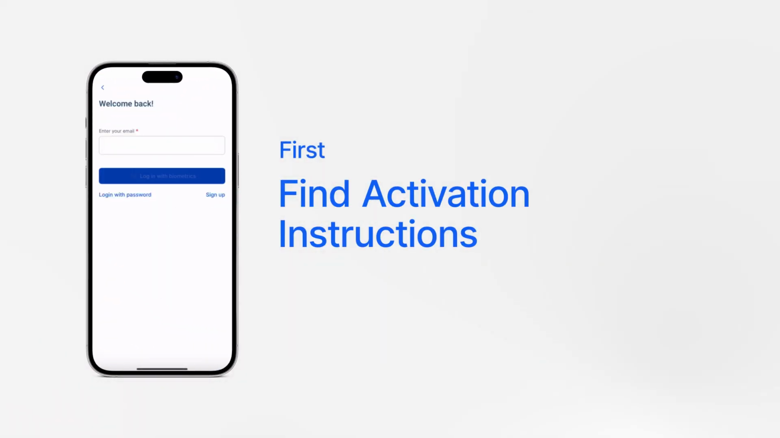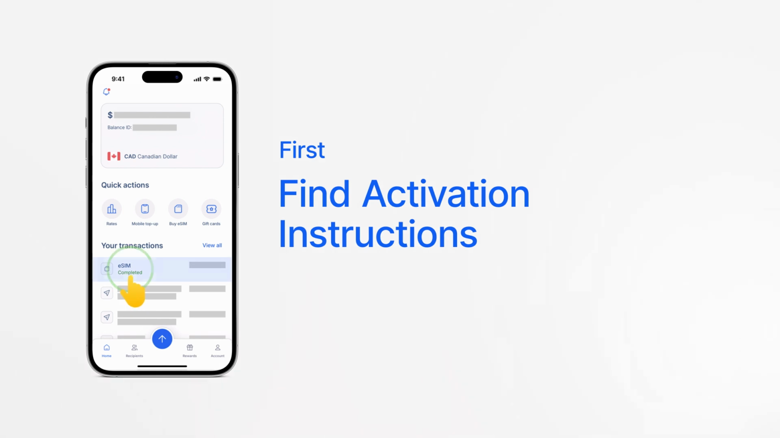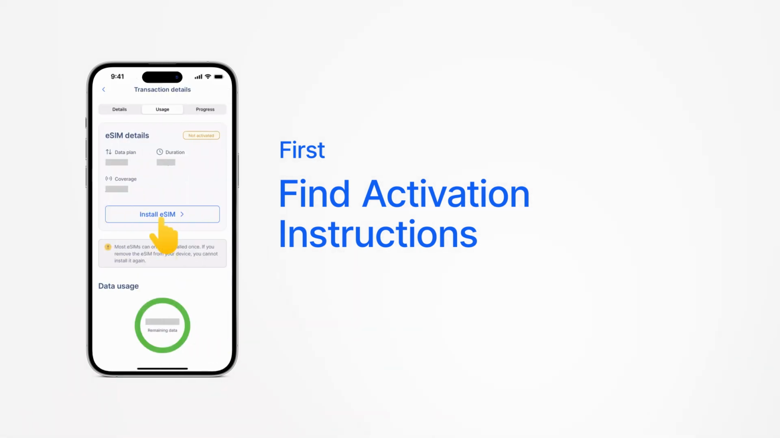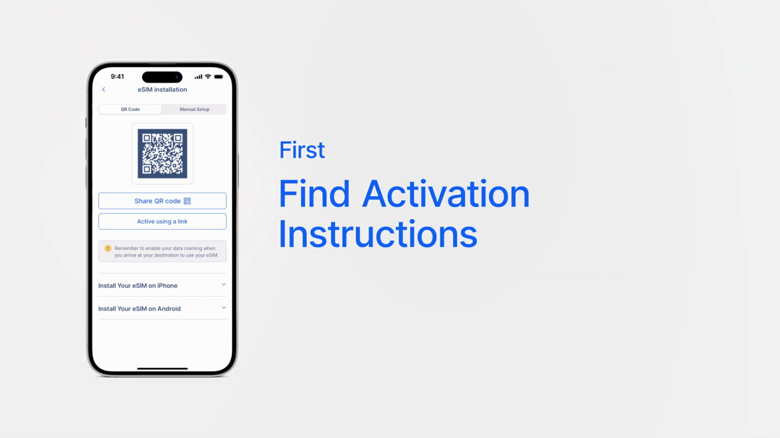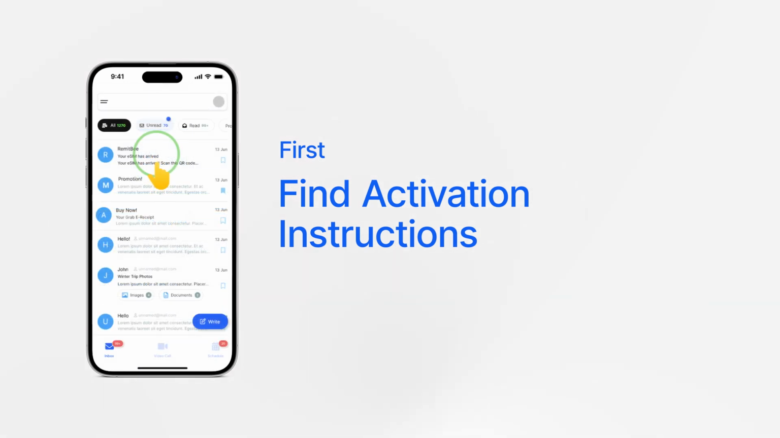First, access the activation instructions by opening the RemitBee app and navigating to the Usage tab of your eSIM. Alternatively, you can find the instructions sent to you via email.